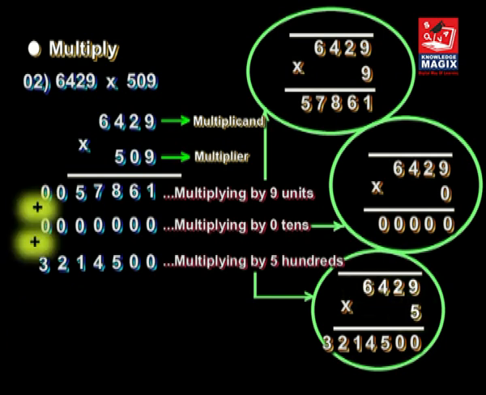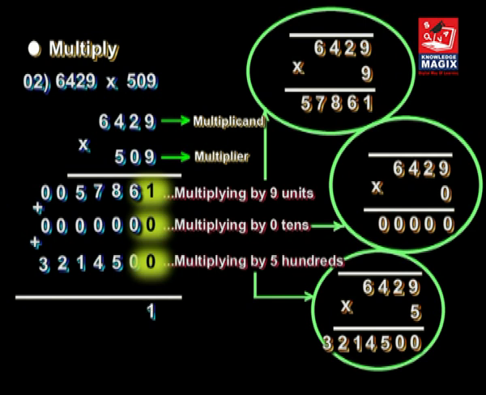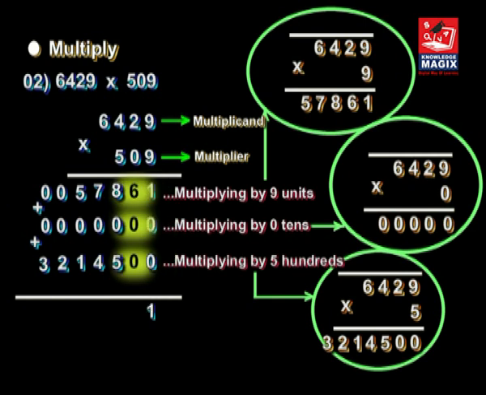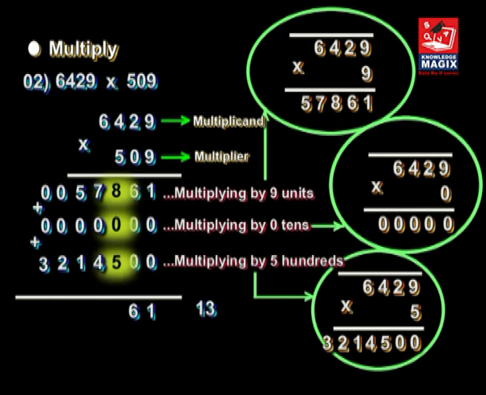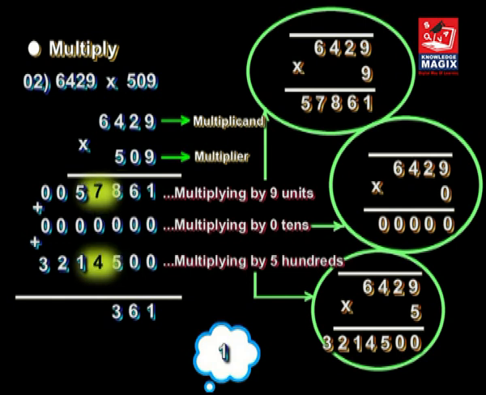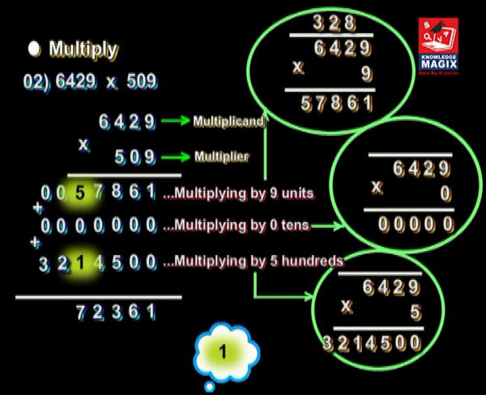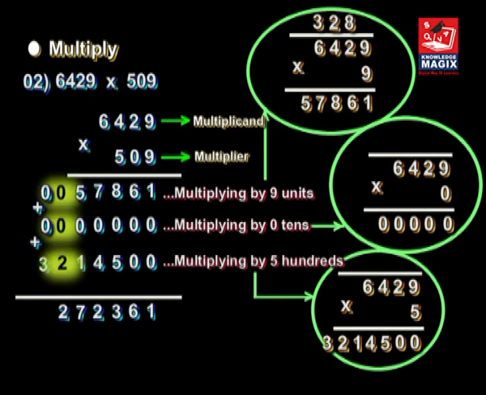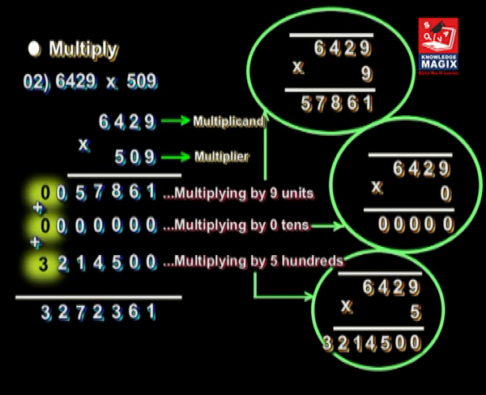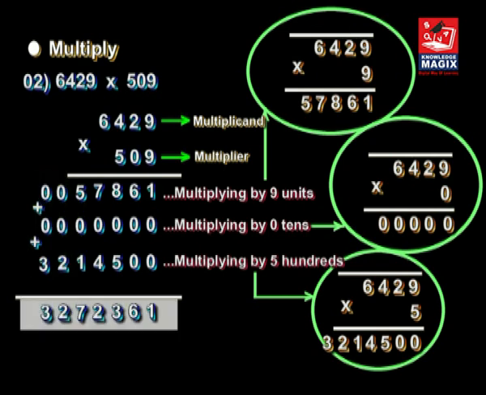Now we'll make the addition. 1 plus 0 plus 0, 1. 6 plus 0 plus 0, 6. 8 plus 5, 13. 3 is written, 1 is carried over. 7 plus 4, 11. Plus 1, 12. 2 is written, 1 is carried over. 5 plus 1 is 7. 0 plus 2, 2. 0 plus 3, 3. So the product is 32,72,361.